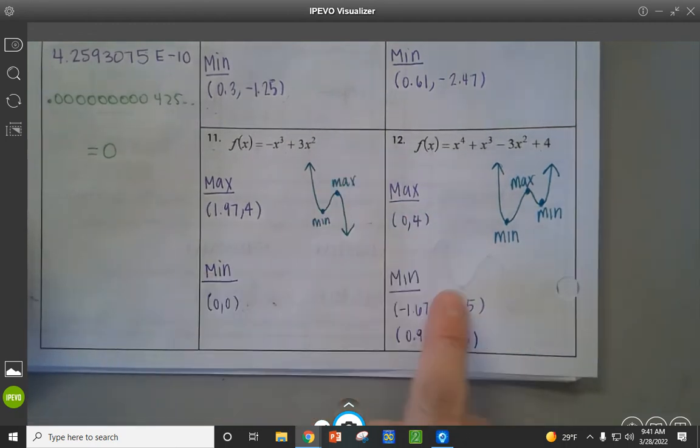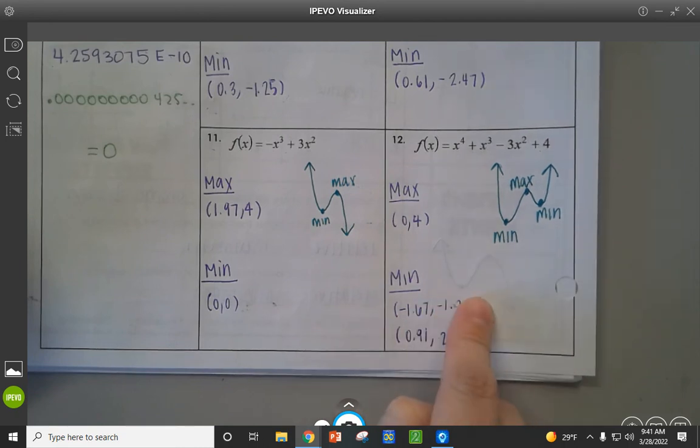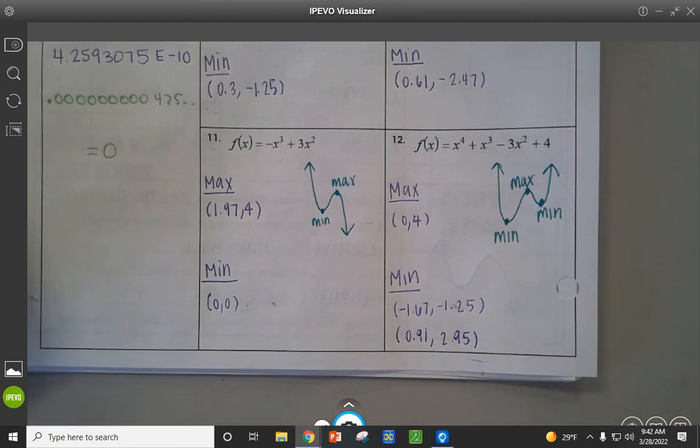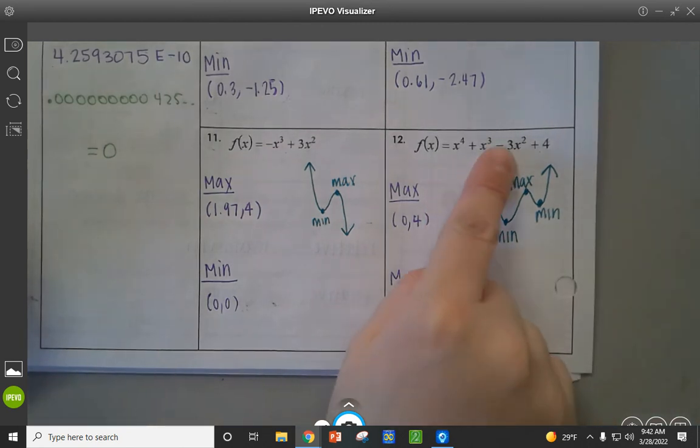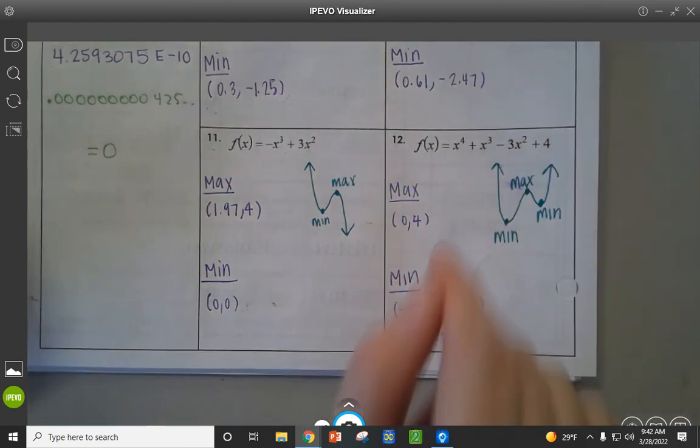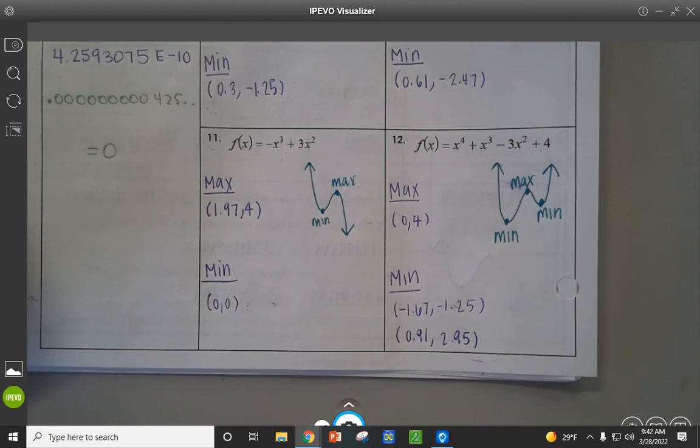And then number 12, your max should be 0.4. And then minimum negative 1.67, negative 1.25, 0.91, 2.95. Roughly. Very close to that. If you got way off, then you messed up somewhere. It's really easy to miss a negative or just type in a number wrong. So be cautious with that. Any questions?